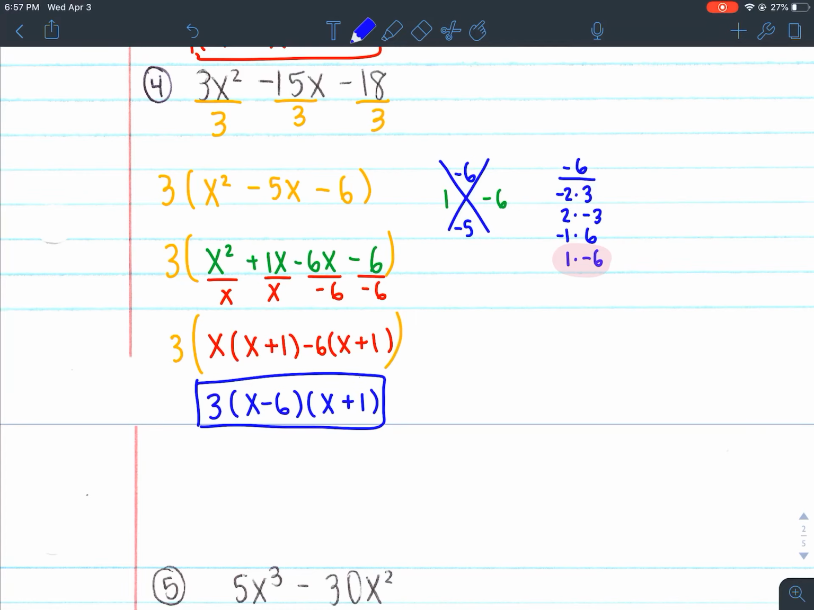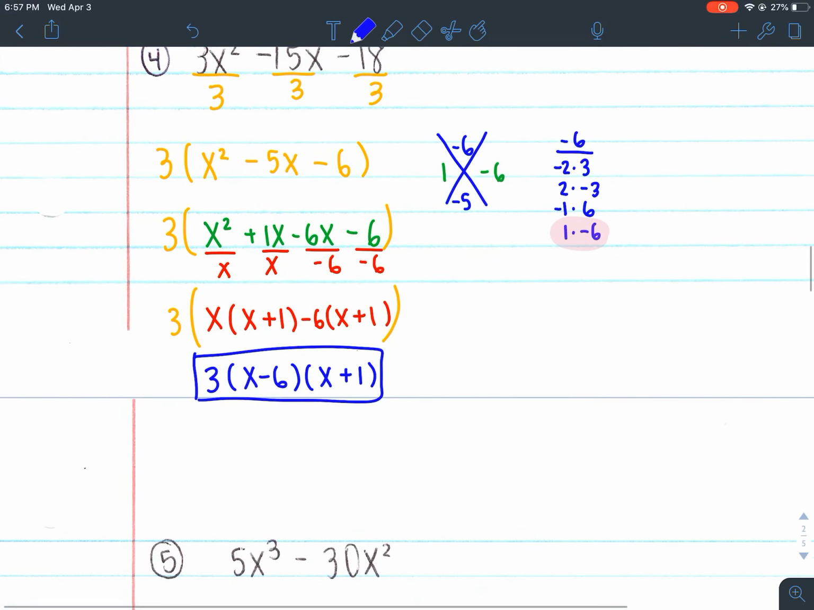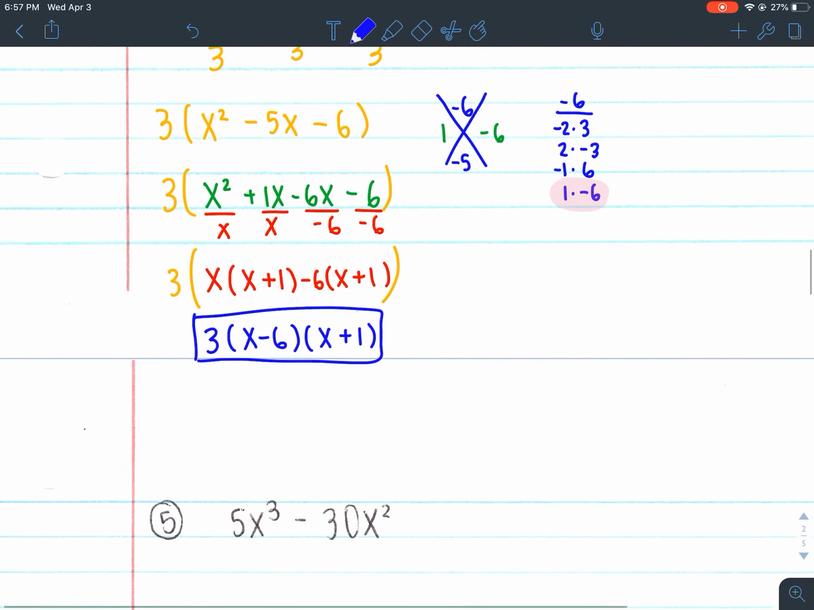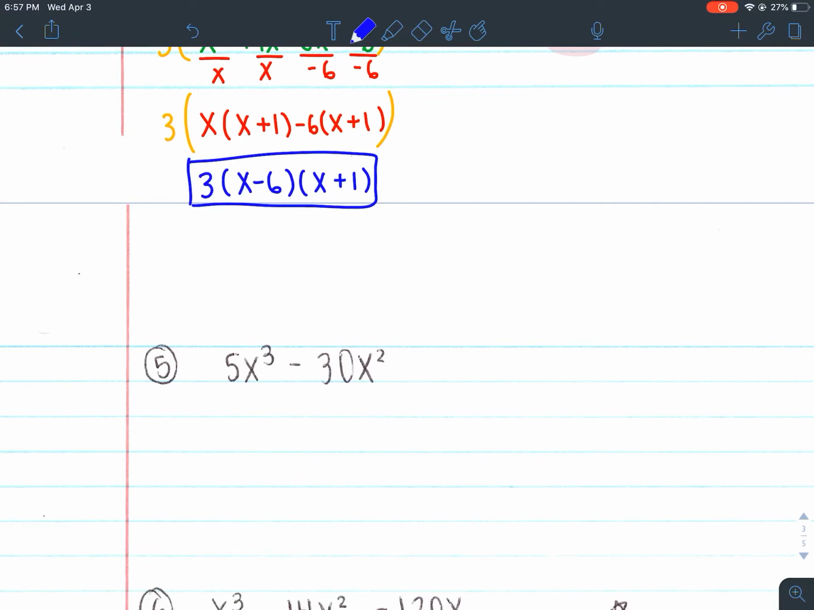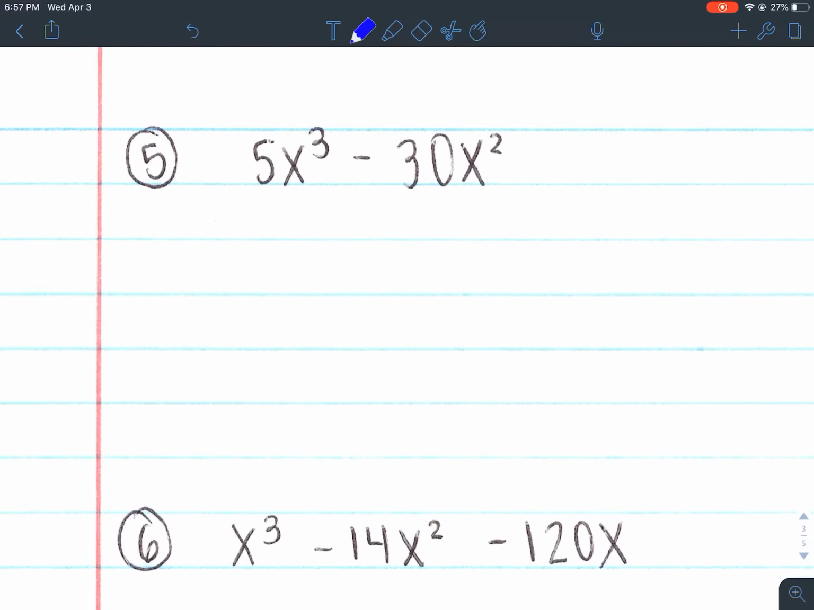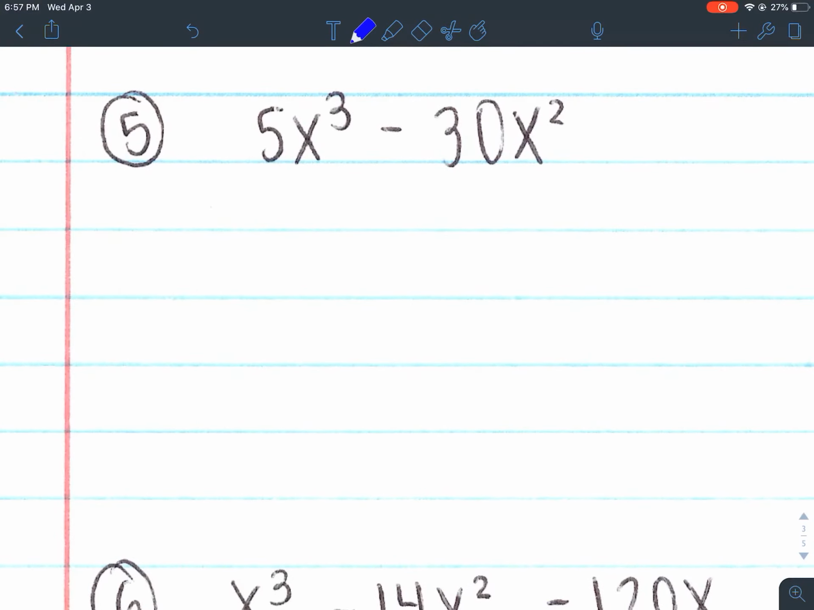If you wanted to check yourself, you double distribute, and then you distribute the 3 back in. Okay? Again, this whole process is to basically undo double distribution. So it's way easy to double distribute. This part is the worst, is harder. Definitely going backwards. All right, number 5.